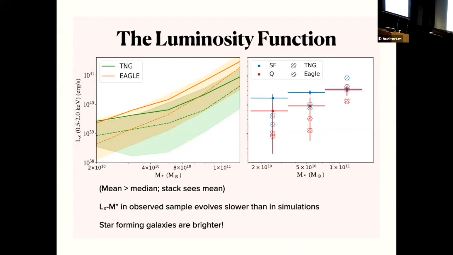But for now, what you see is that you have this kind of slope for Eagle and TNG for both the star-forming and the quiescent populations. And the observations are just much more calm. They're just less sensitive to the stellar mass. So this is the sort of thing that we would like to resolve in future iterations of our galaxy evolution models.